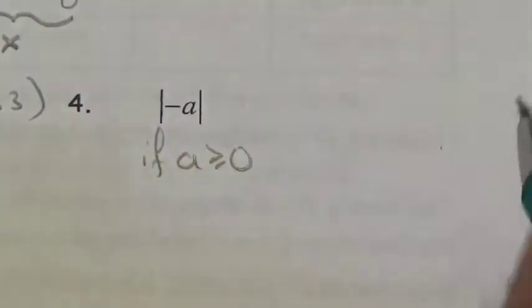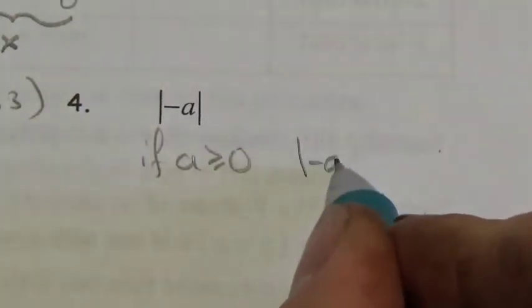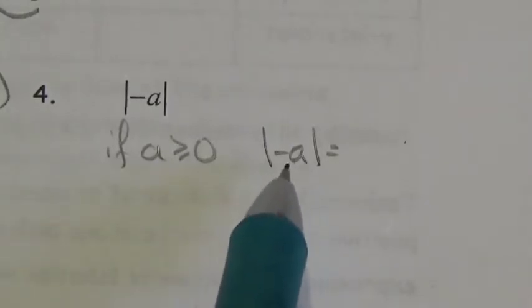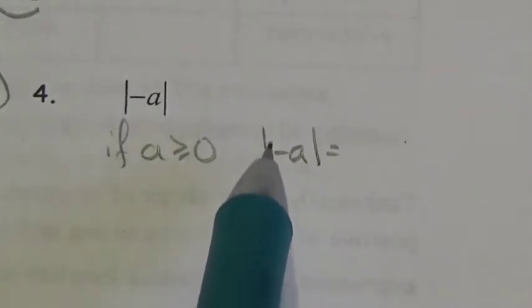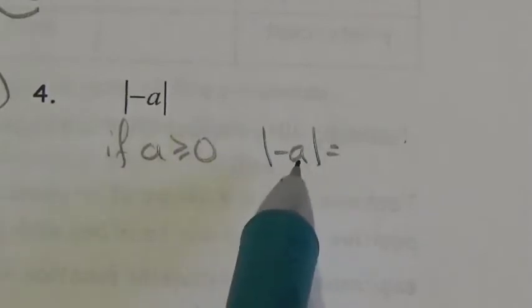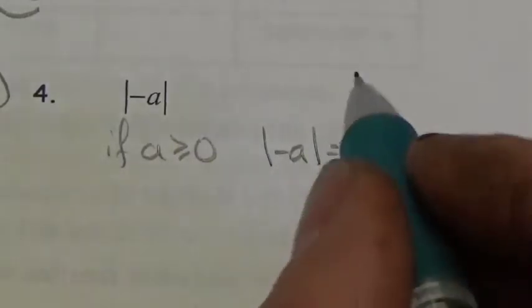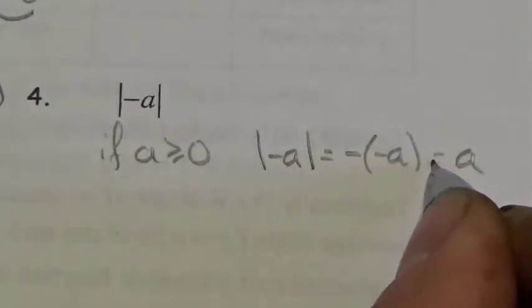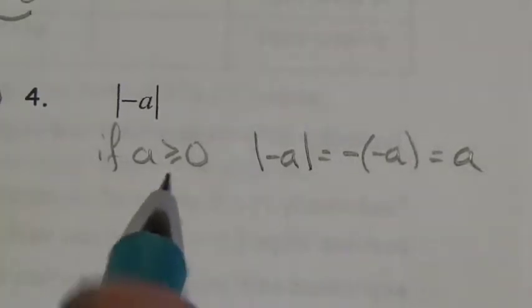If A is positive, let's say greater than or equal to 0, then the absolute value of negative A, now think about this. If A is greater than 0, so for example, let's say A is 5, then this becomes the absolute value of negative 5. So what happens here is this would end up becoming negative of negative A, and we would just get A. That's assuming that A is already positive.